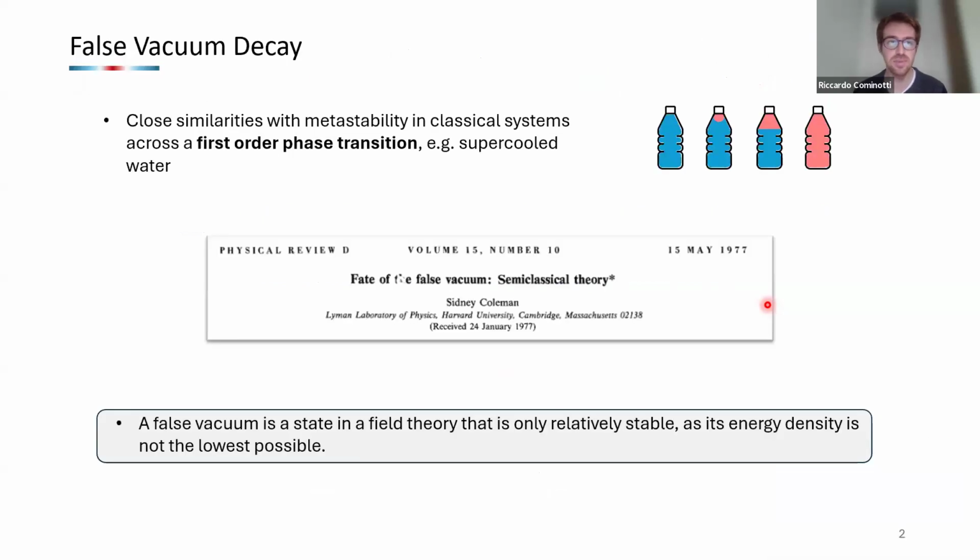So let me start with the concept of a forced vacuum. It is, in my opinion, useful to understand it from the point of view of a metastable system. Indeed, a forced vacuum shares a lot of similarities with a classical metastable system, which can be found just across a first-order phase transition. Now, a daily example is given by supercooled water, which is a particular state of water.